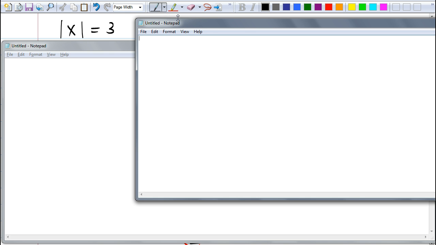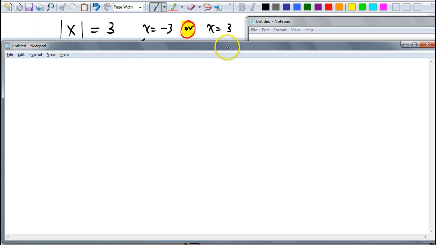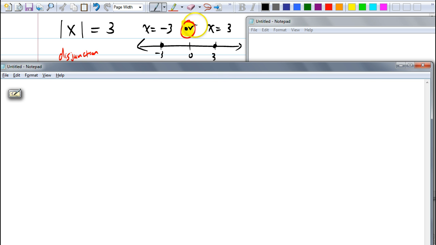So let's take a look at this very simple absolute value problem. Absolute value of x equals 3. We know what the solution for this is, right? What can x be? There are two ways for this. It could be -3 or 3. And if you were to graph it, you get something like this, and you notice it's "or". Remember, it's a disjunction, as we talked about before.